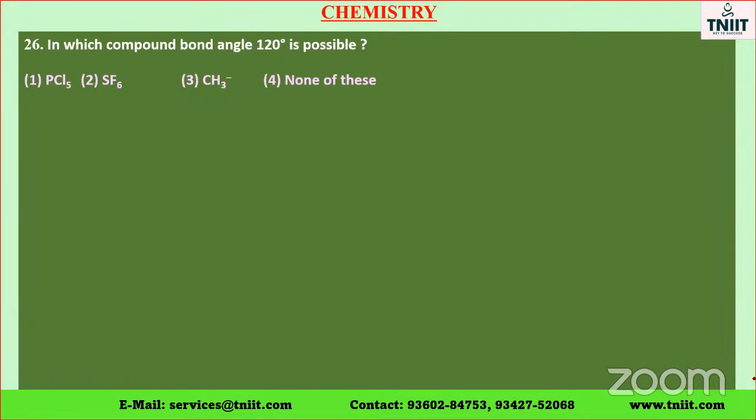In which of the following compounds is the bond angle 120 degrees? They've given PCl5, SF6, CH3 minus carbanion, and none of these. Now, phosphorus pentachloride, PCl5. In PCl5, the bond angle is 120 degrees.